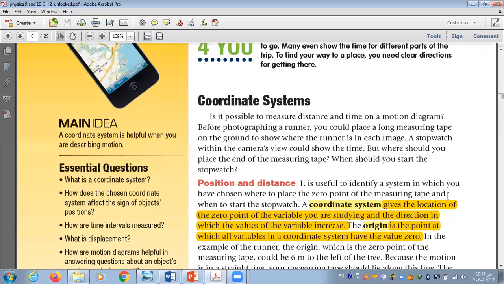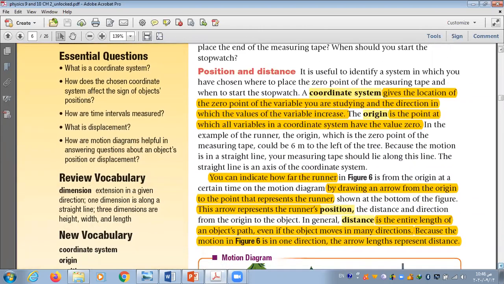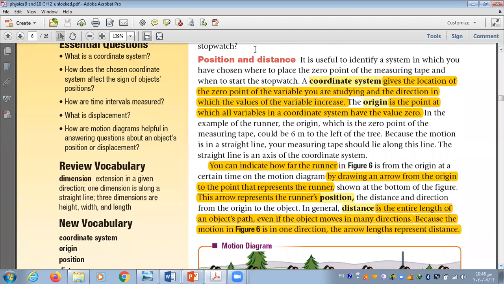So here you can use a stopwatch to measure time, and you can use a measuring tape to measure the distance or the position. But where you have to start or put it, you have to detect an origin point. This origin point is a part of the coordinate system. Okay, thanks, Abdurrahman. Another one for the next part.